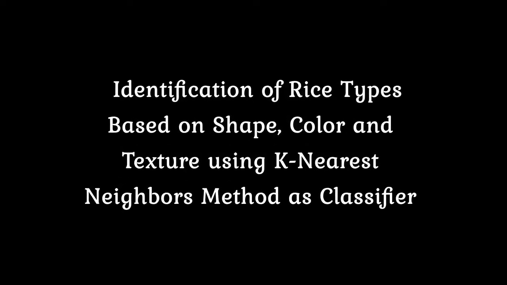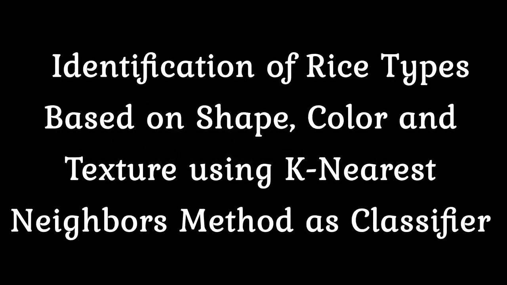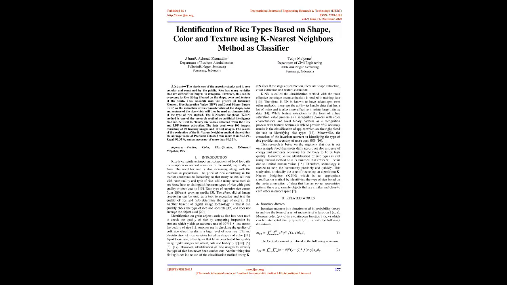Identification of rice types based on shape, color, and texture using the k-nearest neighbors method as classifier. Abstract: Rice is one of the superior staples and is very popular and consumed by the public. Rice has many varieties that are difficult for buyers to recognize. However, this can be overcome by identifying it based on the shape, color, and texture of the seeds.